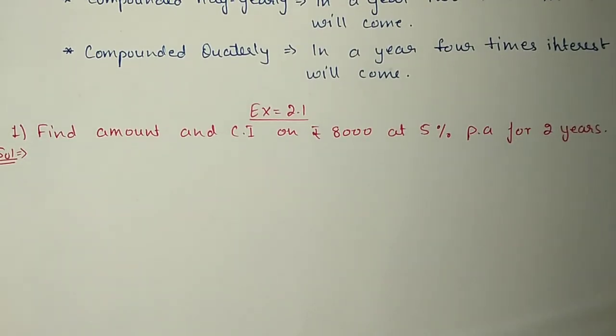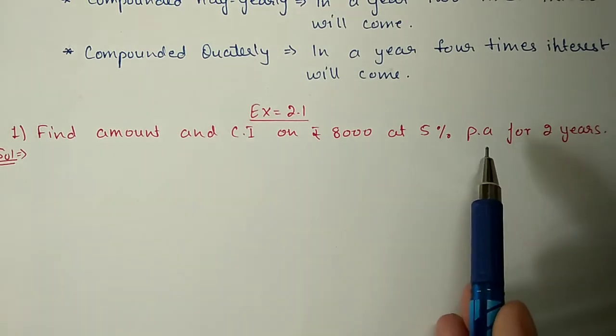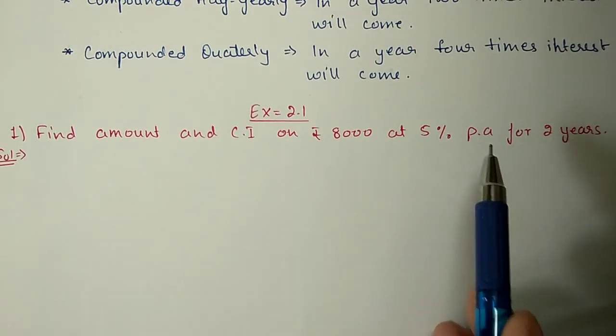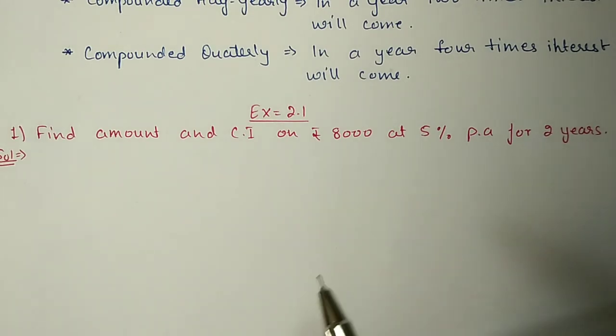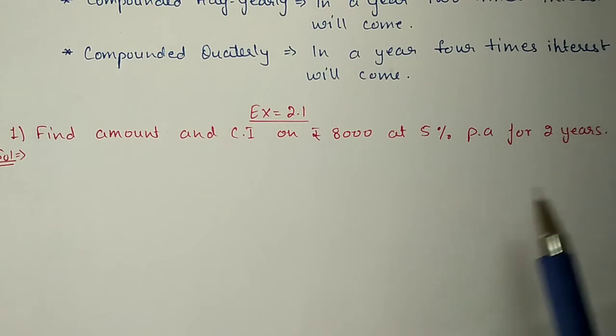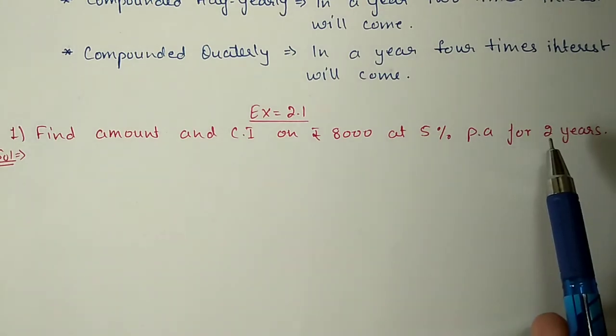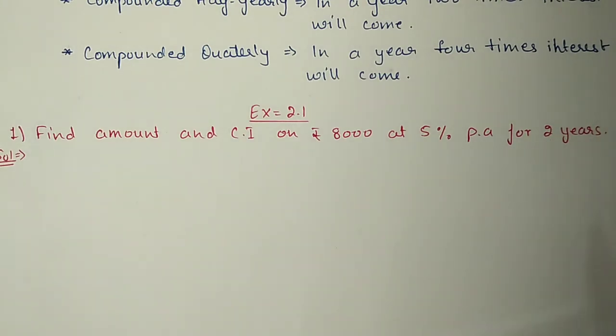Exercise 2.1, question number 1. Find amount and compound interest on rupees 8,000 at 5% per annum for 2 years. Per annum means in a year we get interest one time. So with the help of simple interest we will do this question. First we will calculate for the first year and then for the second year. Here the time is 2 years, so we have to do the calculation 2 times.